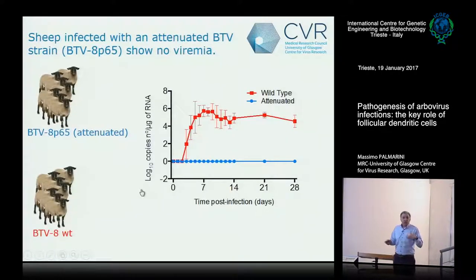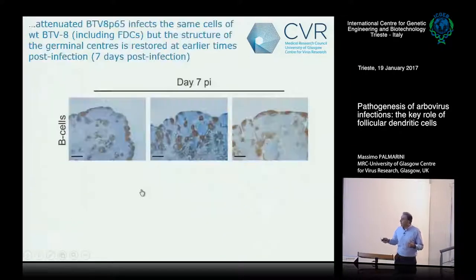So we now look and try to determine if this infection affects the immune response to BTV. Here we have two groups. We have a group inoculated with an attenuated virus, BTV-A P65. This is just a virus that's been passed 65 times in culture. If you infect cells, it will induce neutralizing antibodies, but there is no viremia. That's the viremia here. The other group was infected with the wild type, and of course you do have viremia.